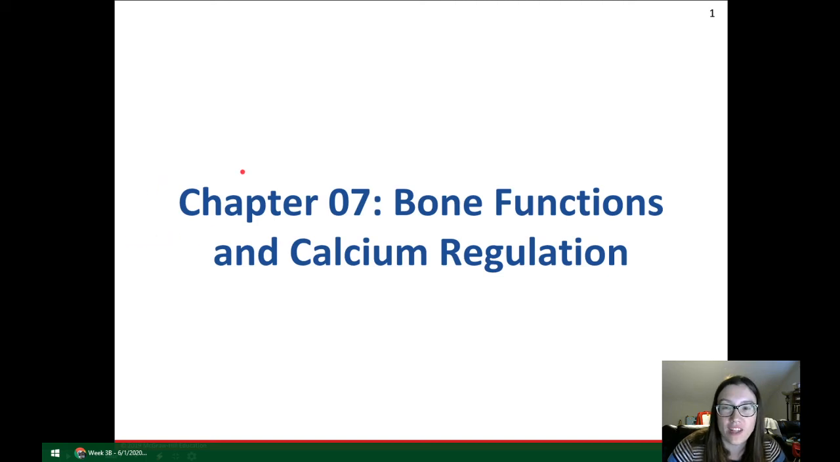All right, we're going to move on to chapter 7. We've already talked a little bit about bone structure in our lab, but now we're going to be talking about bone functions and calcium regulation. This is going to involve some hormones, so we'll talk a little bit about hormones and what they are, but we'll learn a lot more about them in 169.